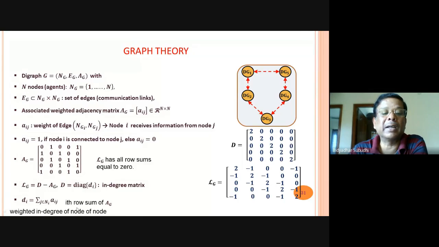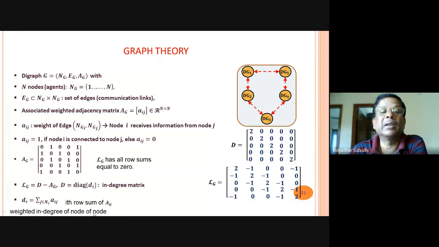And so we are interested in coming up with a property called LG. LG is called the Laplacian of the graph. This LG is found by D minus AG, where capital D is the in-degree matrix, that is, the diagonals of all the Di. As I told you, Di means the in-degree of node i.